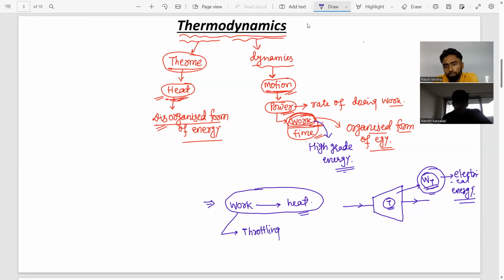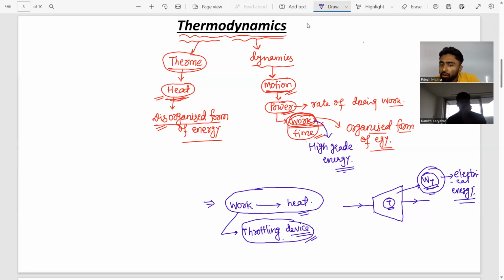Throttling device. No, I've never heard. Okay, I will teach you about the throttling device later in the thermodynamics part. This throttling device is basically just like your turbine. In a turbine there is pressure reduction, an expansion process of the substance, so we get the work.